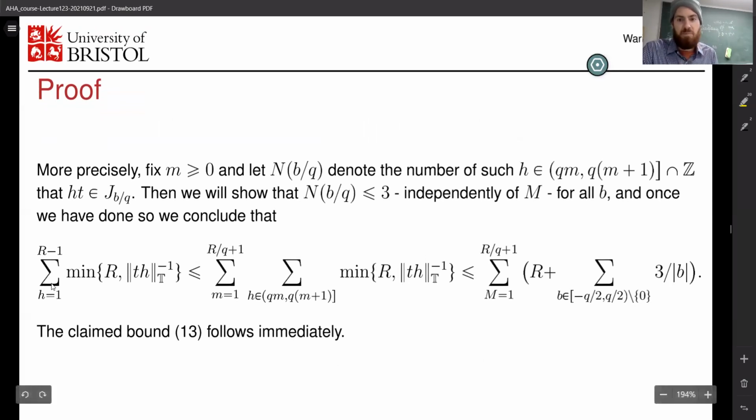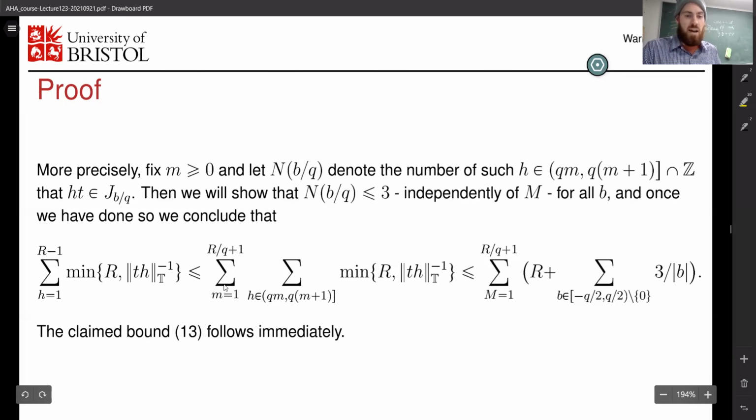I let n of b over q be the number of h in any interval of length q inside the integers that lands in j of b over q. We're going to show that there are at most 3 such possibilities for any b. And now I just overcount, losing a factor of 3 from what I actually expect the truth to be. We do that by, again, just breaking up the sum into residue classes mod q.